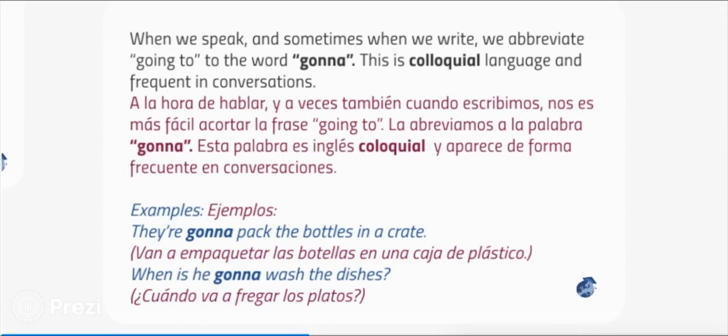When we speak, and sometimes when we write, we abbreviate going to to the word gonna. This is colloquial language and frequent in conversations. Examples: They're gonna pack the bottles in a crate. When is he gonna wash the dishes?